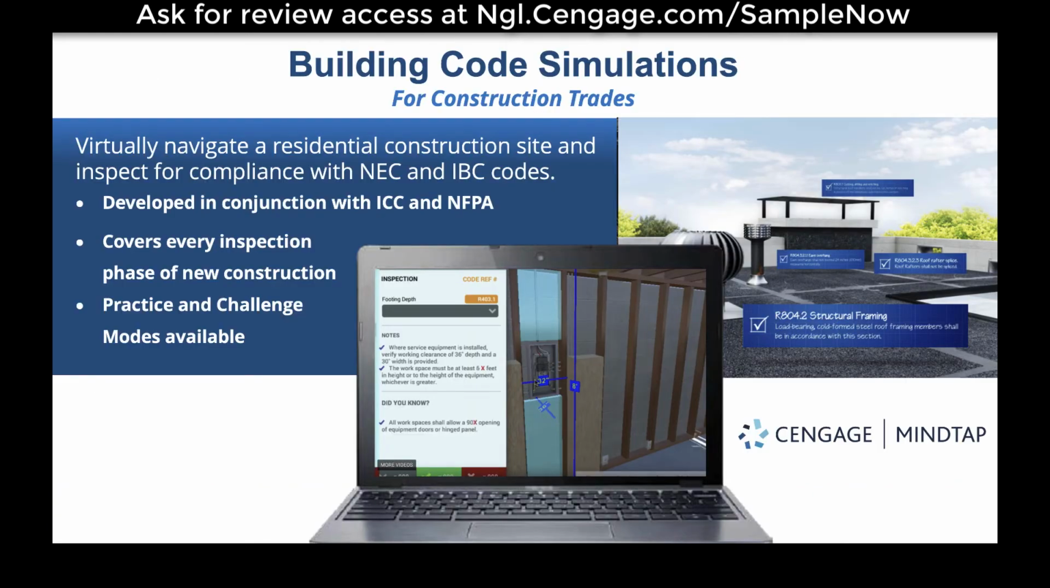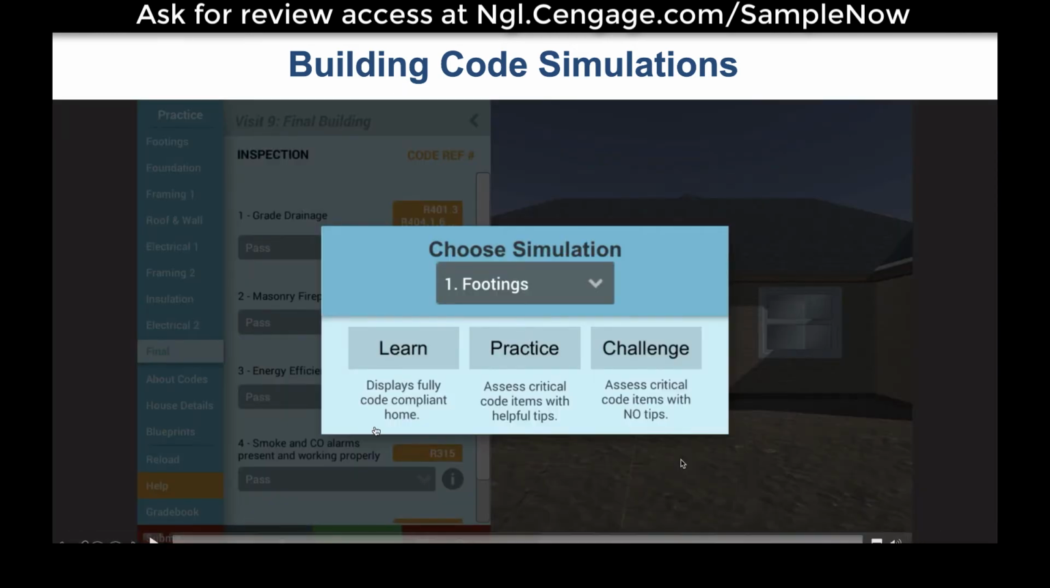The Principles of Construction book, as well as the House Wiring book, will include virtual simulations, which are auto-graded, including building code simulations. These simulations were developed in conjunction with the ICC and NFPA, in compliance with NEC and IBC codes. These simulations allow students to cover every phase of inspection from a residential home, with practice and challenge modes available that allow them to learn about the code and then make decisions on a virtual job site to decide whether it was built correctly or not.